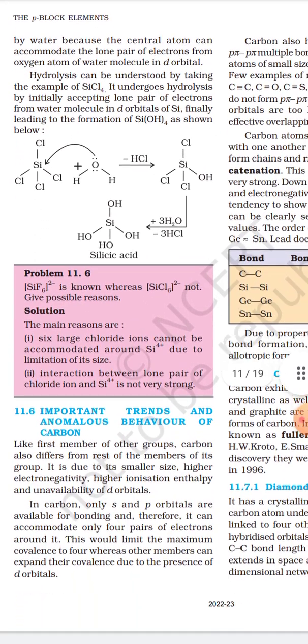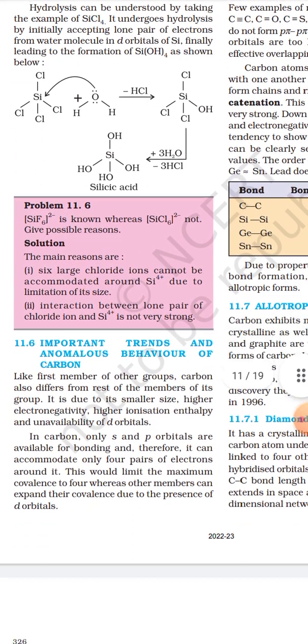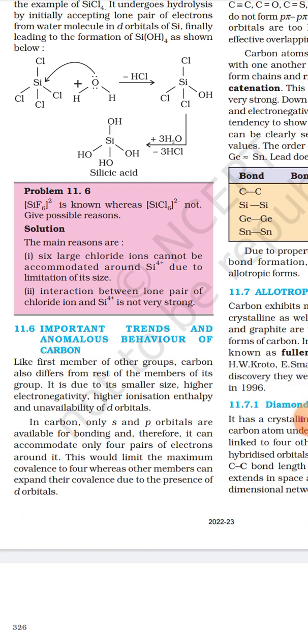Important trends and anomalous behavior of carbon. Like the first member of the other groups, carbon also differs from the rest of the members of its group. It is due to its small size, higher electronegativity, higher ionization enthalpy and unavailability of d orbitals. In carbon, only s and p orbitals are available for bonding and therefore it can accommodate only 4 pairs of electrons around it. This would limit the maximum covalence to 4, whereas other members can expand their covalence due to the presence of d orbitals.